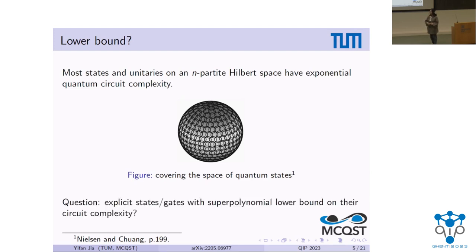Now it comes to the question. We know almost all of them are very hard, but now we don't want to talk about this probabilistically. Rather, can we find some explicit states or gates that we can say are really very hard, where we really need super polynomially many gates in order to build them?